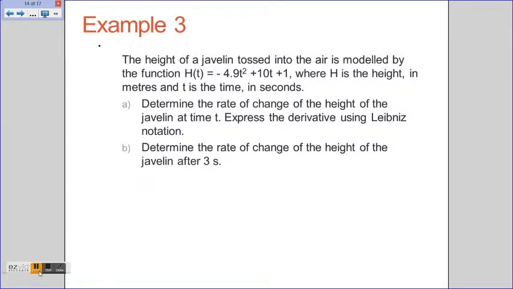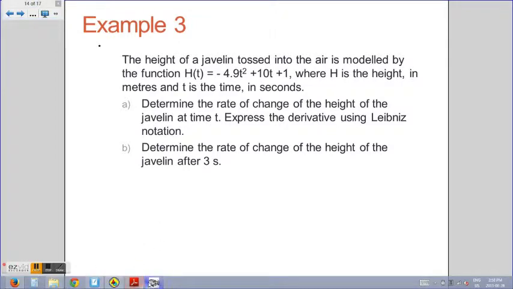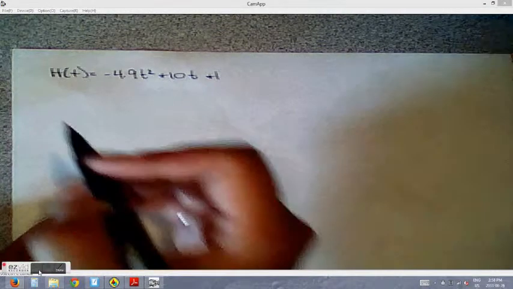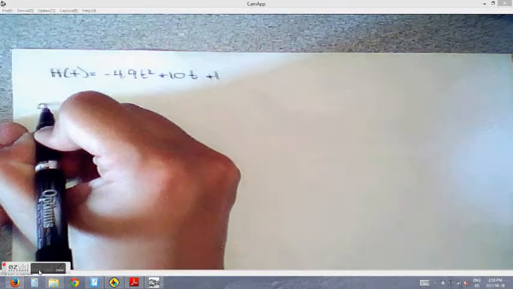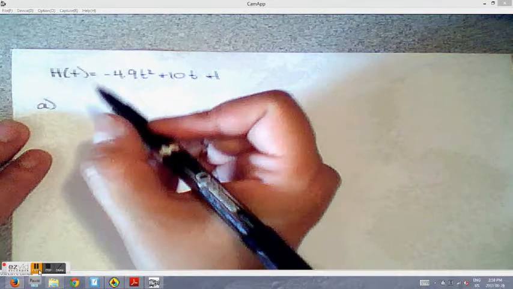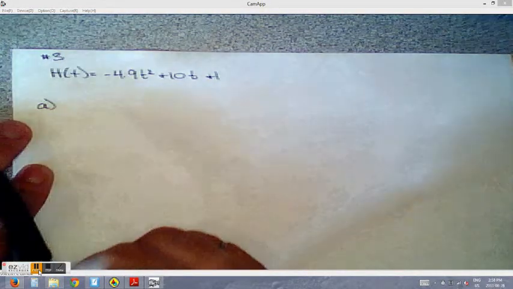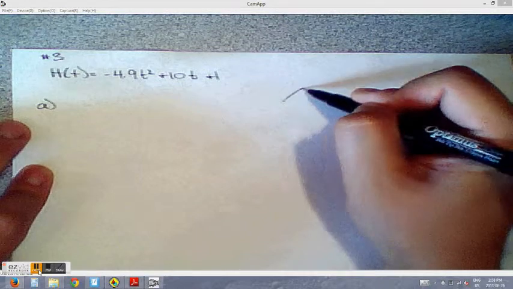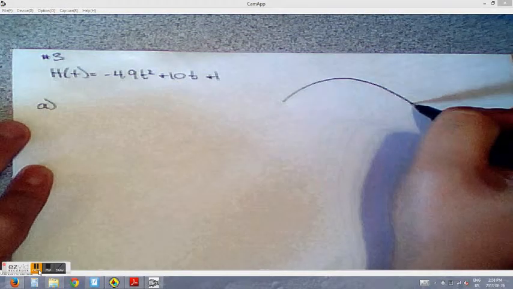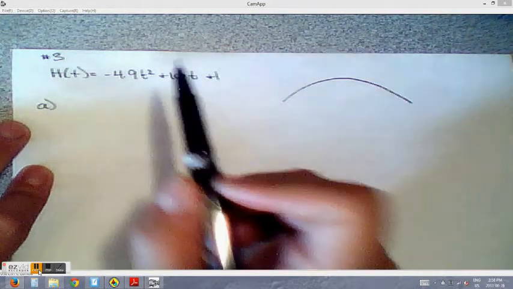So let's first take a look at A. We're on example number 3, my goodness. Here we have the function that describes the height of the javelin. Remember, you're throwing this javelin and it's doing this, so we'll recognize that as being a parabola.